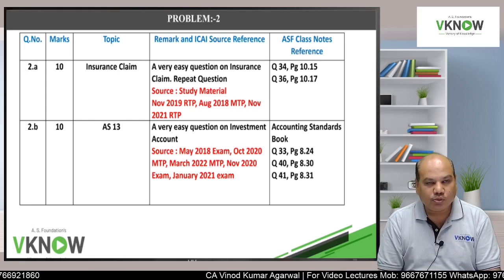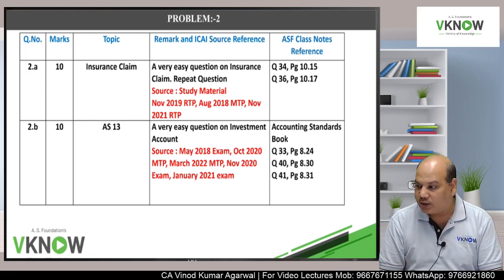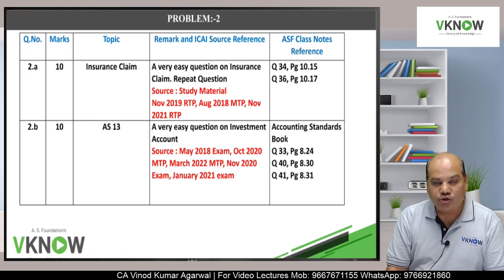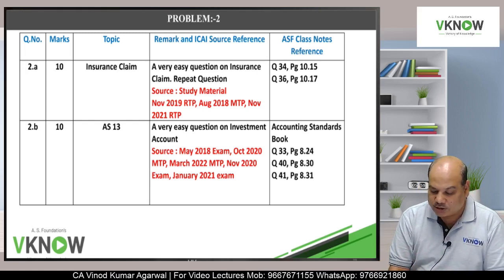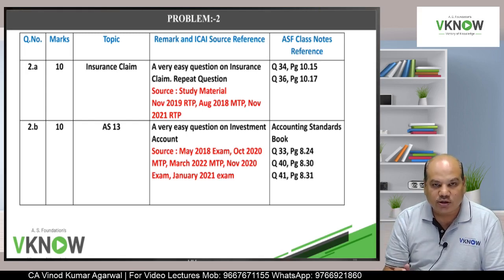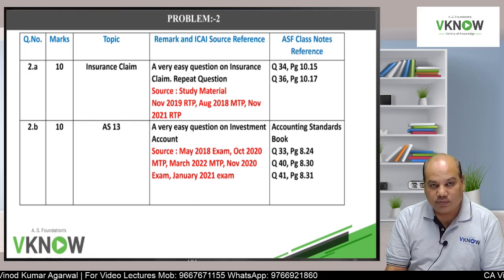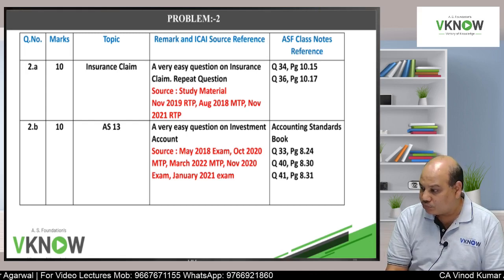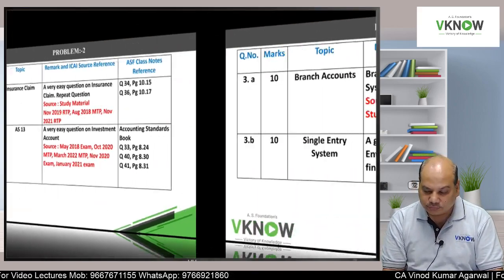For example, question 34 is there, question 36 is there. Question 2B for 10 marks was again on AS13 investment. And this was a very similar question which had already been asked in the January 21 exam. You will be given a list of transactions relating to shares and you have to do the accounting. We have covered the same question in our accounting standard book, AS book, question 33, question 40, question 41.